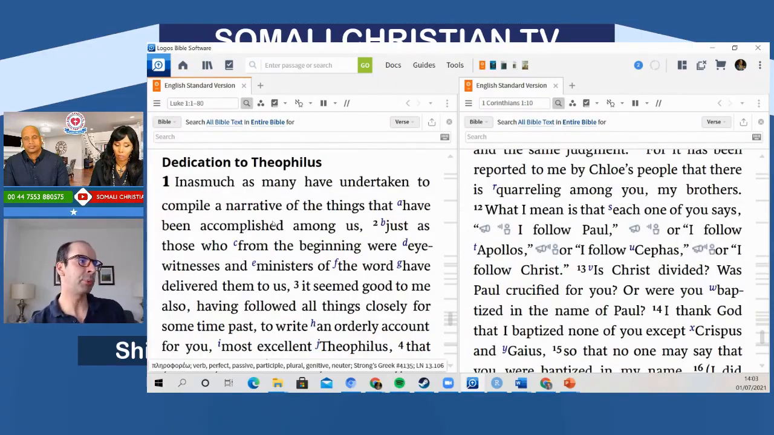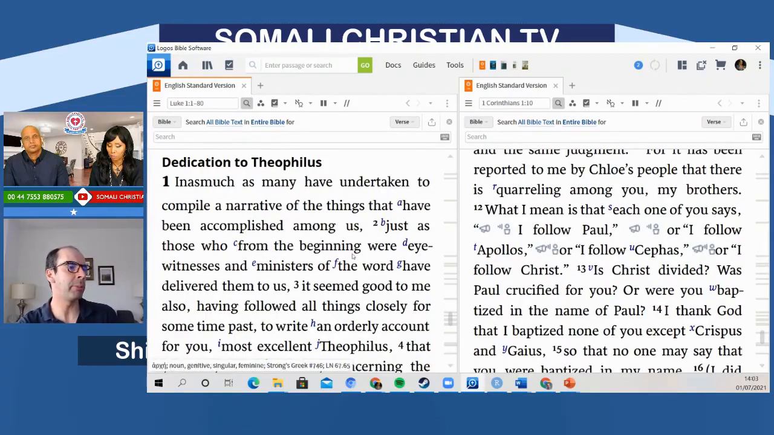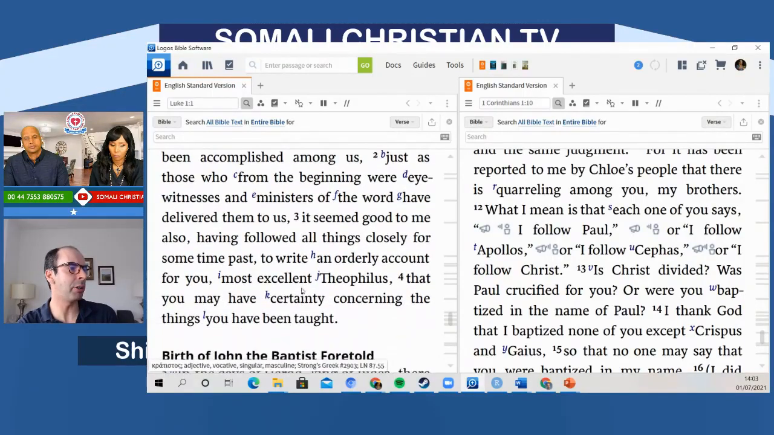And he says in his prologue to his gospel that inasmuch as many have undertaken to compile a narrative of the things that have been accomplished among us, just as those who from the beginning were eyewitnesses and ministers of the word have delivered them to us, it seemed good to me also, having followed all things closely for some time past, to write an orderly account for you, most excellent Theophilus, that you may have certainty concerning the things that you have been taught.